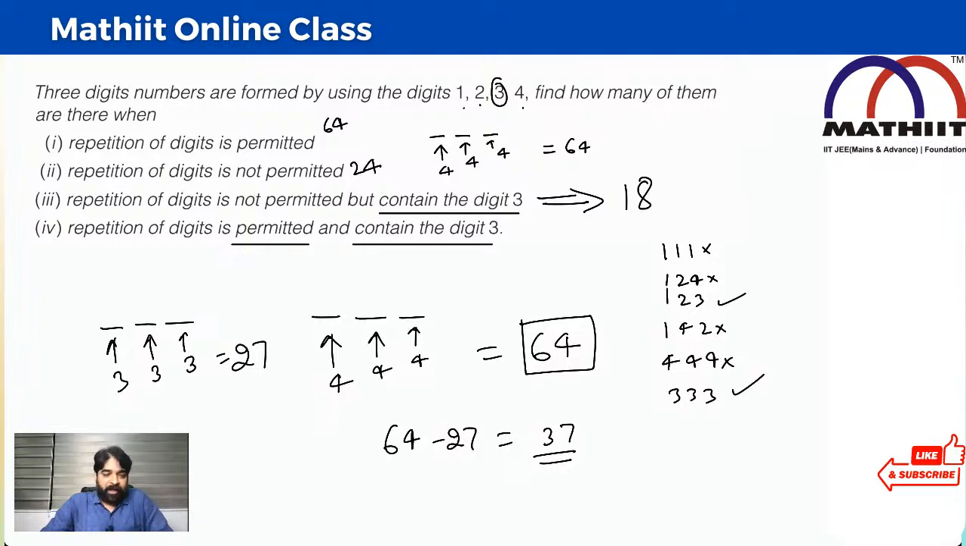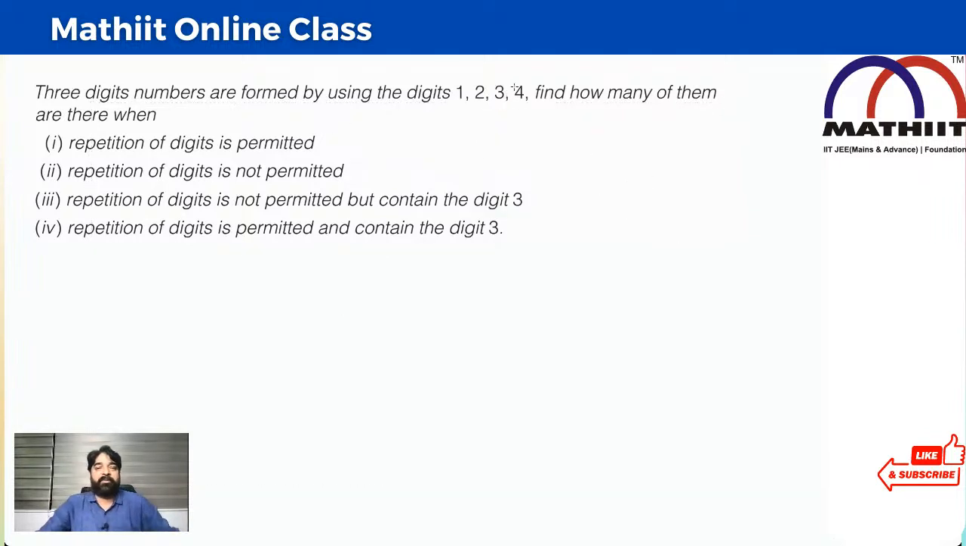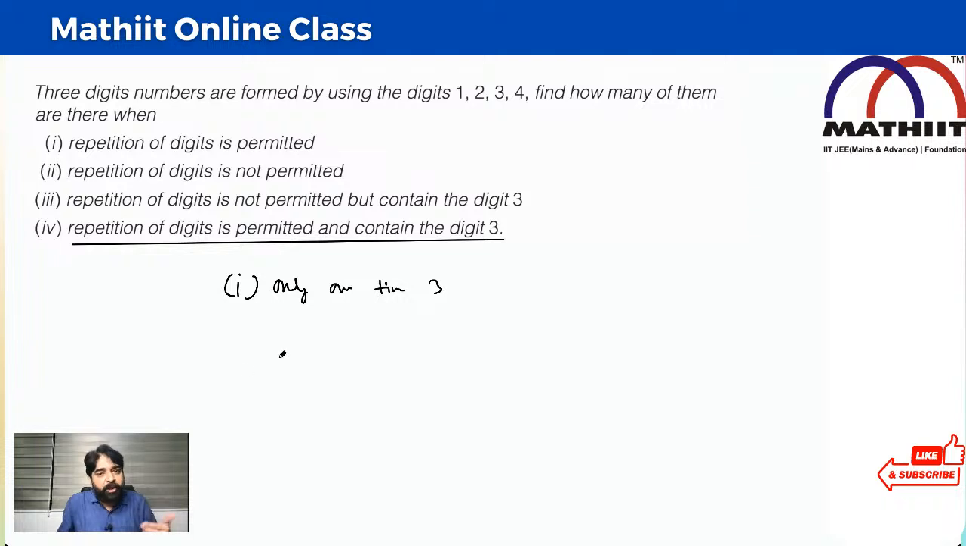Let me show you another way also. Some people have difficulty, I can understand. This point is not a very big deal, but in the initial stage it may be difficult for some people. Let's do it the normal way. Repetition of digit is permitted, and the number must contain the digit 3. What is the situation? Maybe only 1 time 3, maybe 2 times 3, maybe 3 times 3. This is what can happen. So what I'm trying to tell you is, first calculate without any restriction.